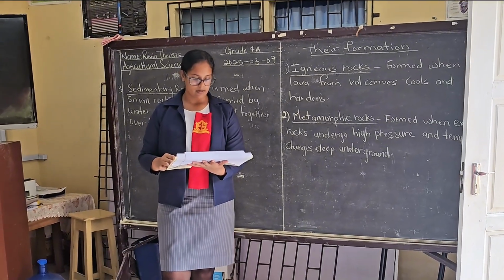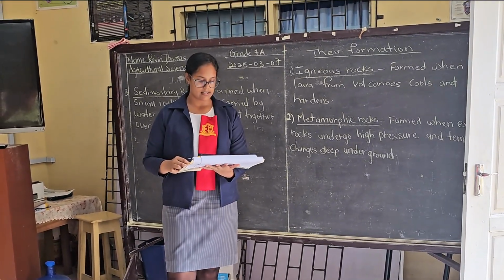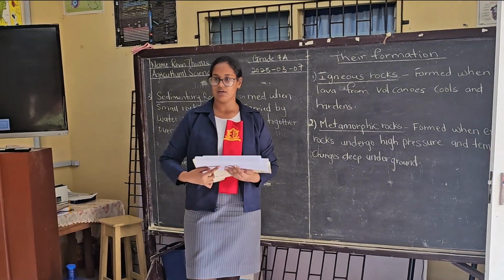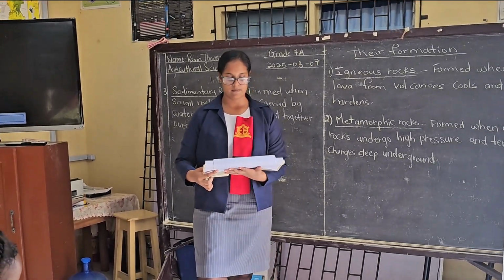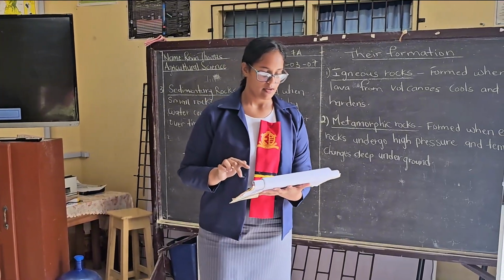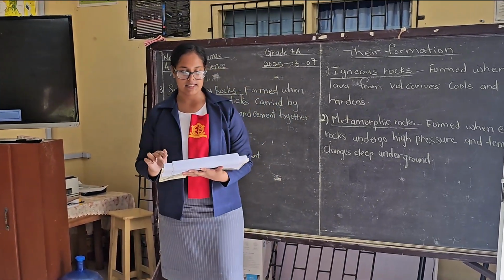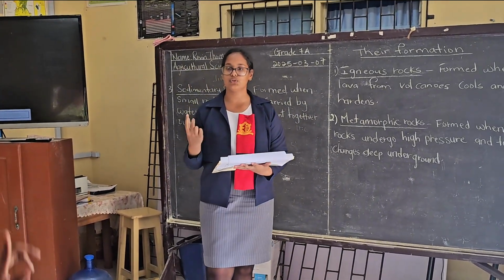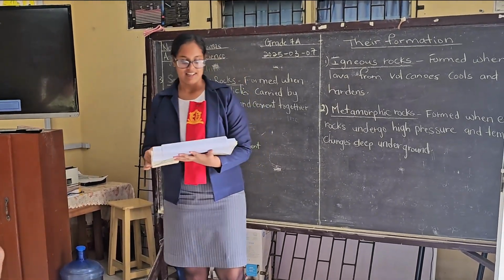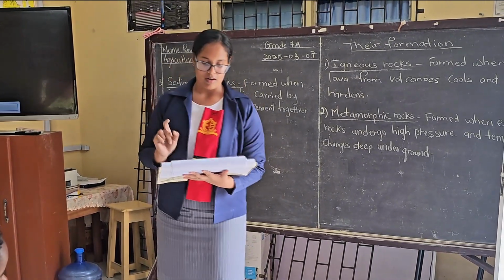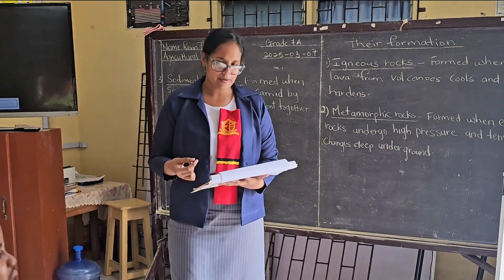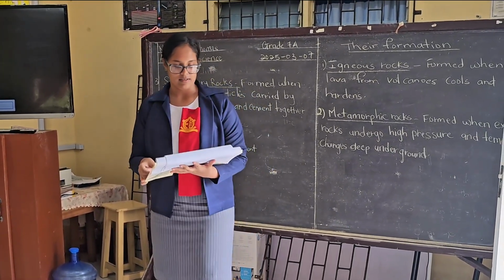Number 5. The metamorphic rocks are formed when existing rocks undergo heat and pressure. True or false? True. Good. Number 6. The sedimentary rocks are formed from compressed and cemented rock particles. Is it true or false? That's true, right? Yes. Good. Number 7 now. All rocks are formed in the same way. Are all rocks formed in the same way? No, that's false. False, right?